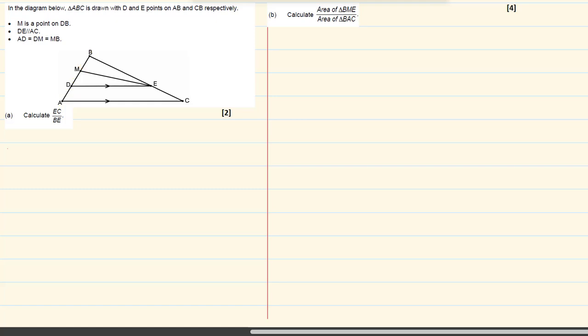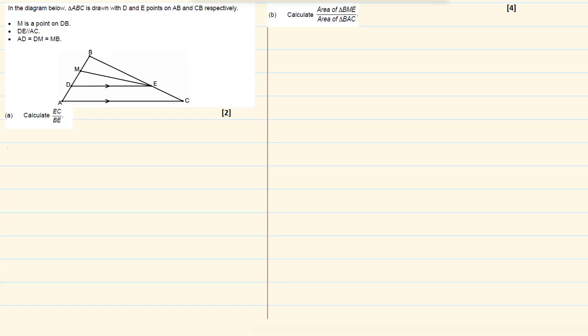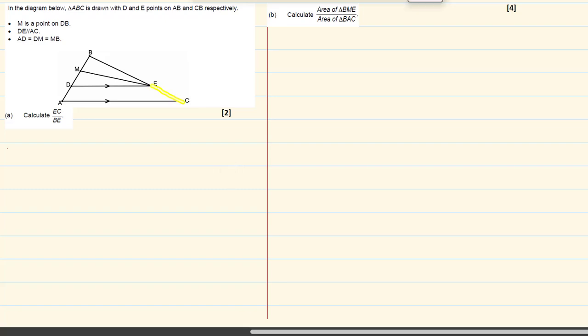Welcome back. In this diagram, triangle ABC is drawn with D and E points on AB and CB respectively. M is a point on DB. DE is parallel to AC, and you can see we've got those lines showing that it's parallel. Also, AD is equal to DM, which is equal to MB, so all those portions are equal to each other. The task here is to calculate the ratio EC divided by BE.